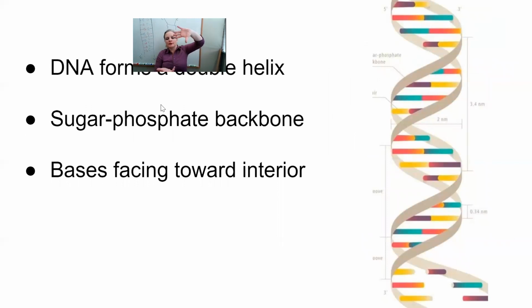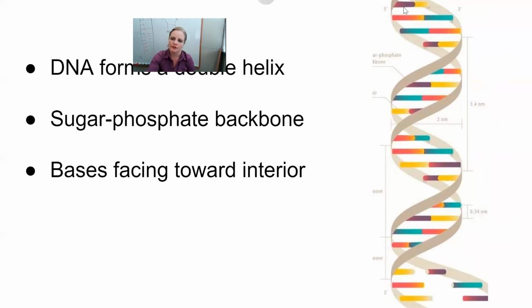So you guys probably are well aware that DNA forms this double helix. It's this twisted ladder shape. Spiral staircase is often an analogy that is used. It has that sugar phosphate backbone, and then the bases face the interior. And this is a discovery that was made by Watson and Crick. And we'll talk a little bit more about them in upcoming lectures.